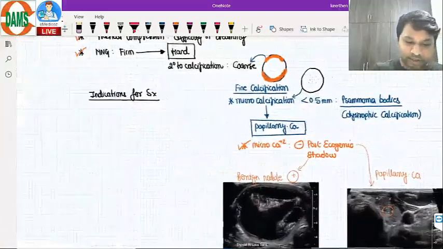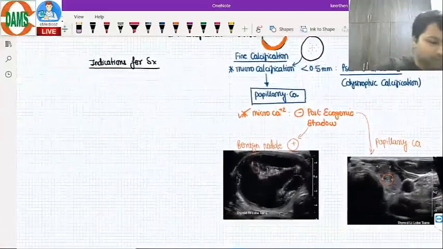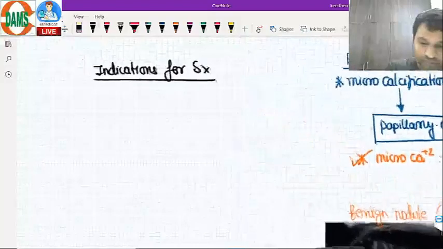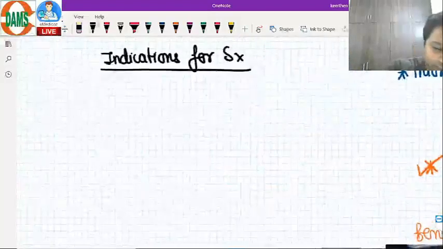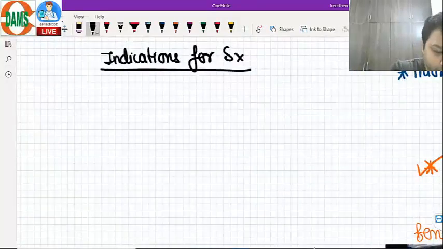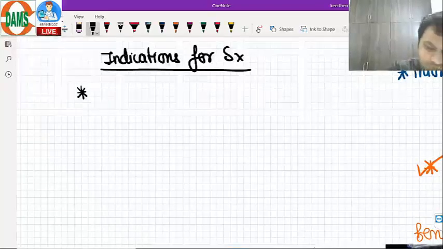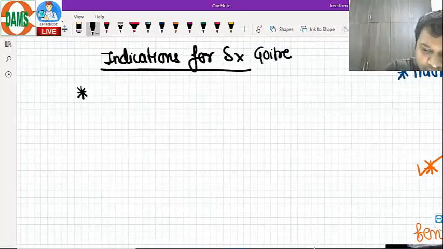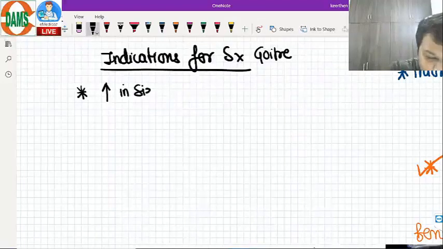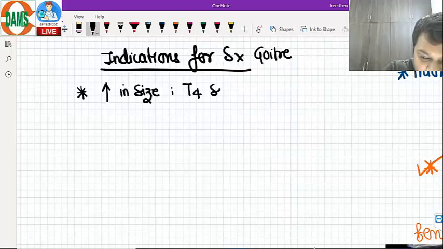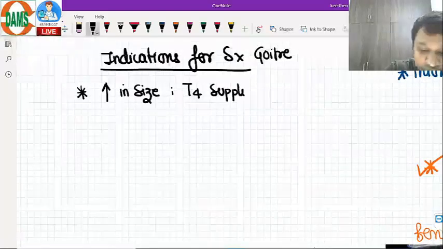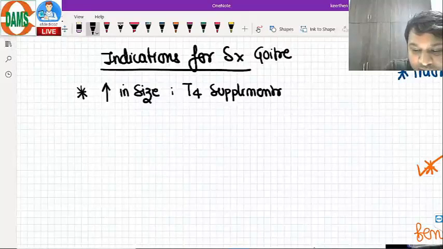So these are the complications, right? So we'll talk about indications for surgery in a patient of multinodular goiter, or in terms of goiter per se, generalized indications for surgery in a patient of goiter. Number one, if the gland size continues to increase even after receiving T4 supplementation.